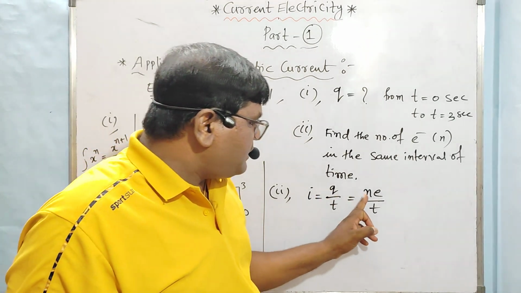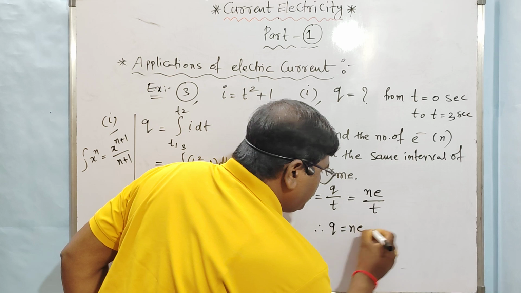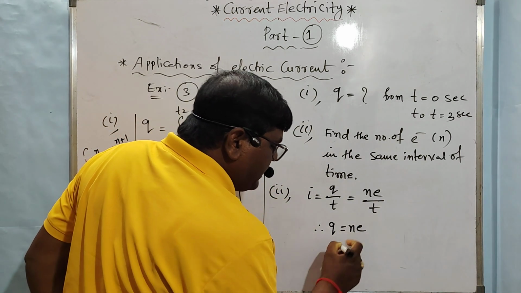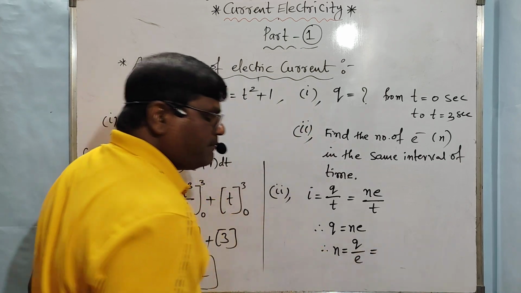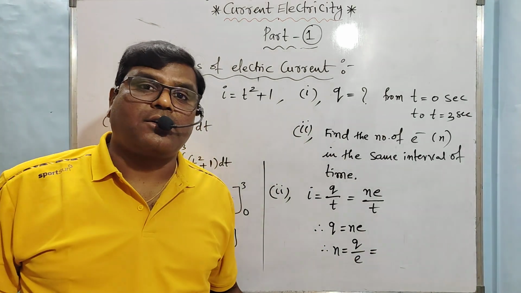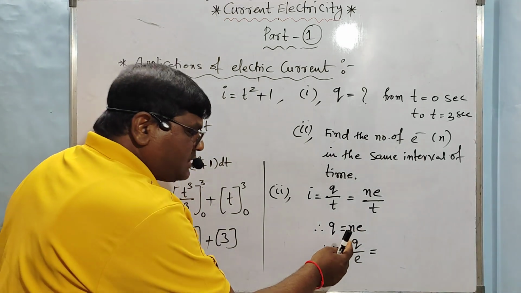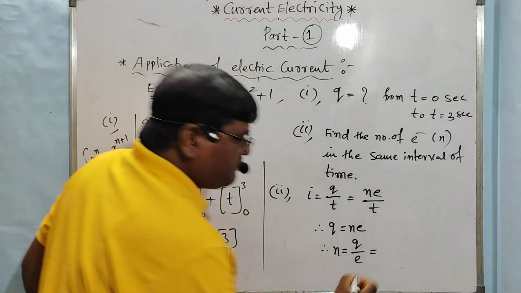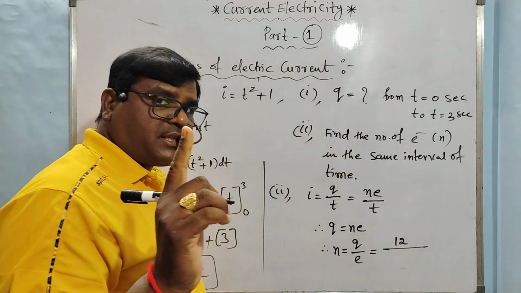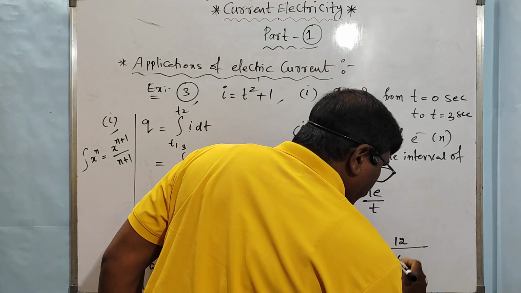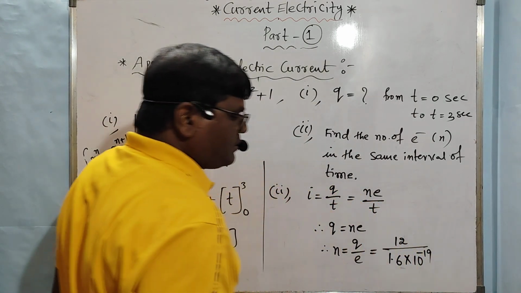But we have to find here what? This one. Nothing but we can write it as Q is equal to N into E. But we have to find N only, na? Therefore N is equal to Q by E. Okay. N means here the number of electrons. What is the E here? Charge of electron. Total charge crossing here is 12 coulombs. Nothing but 12 divided by E. E means charge of 1 electron. What is the charge of 1 electron? 1.6 into 10 to the power of minus 19 coulombs.